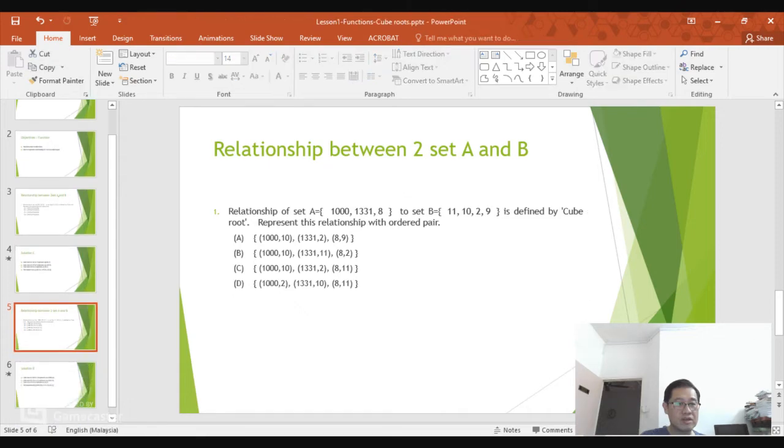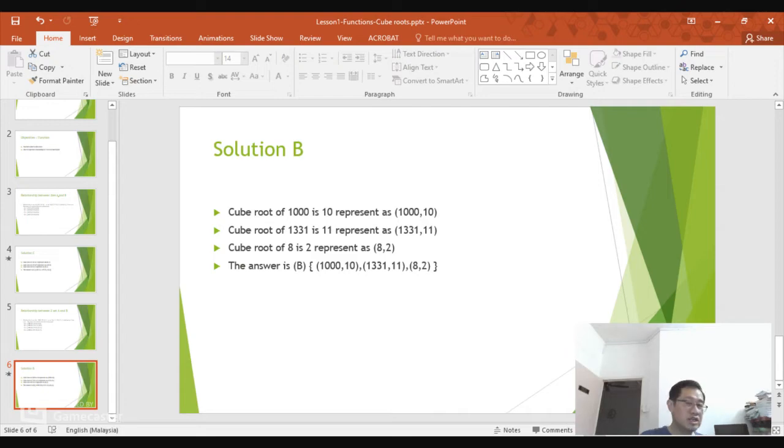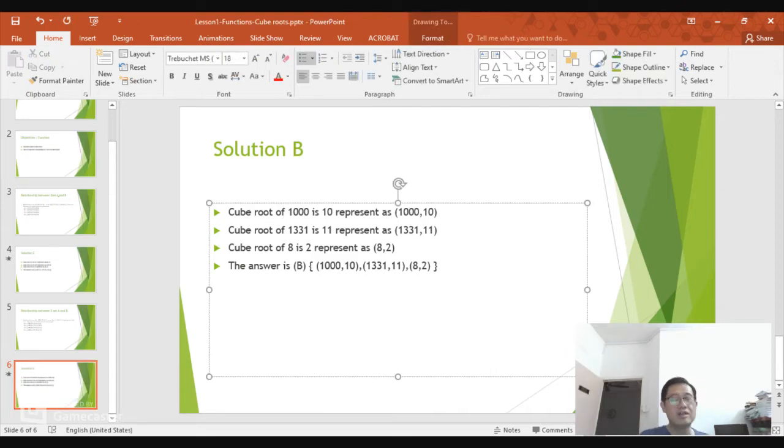Okay, now we move on to the solution part. The solution is B. So now we look at how we do the cube root. The cube root of 1000 is 10. It means that you need to times 10 times 10 times 10. We need to times 3 times. Cube root you always times 3 times. So you should get 1000. So you represent as 1000, comma, 10. So 10 is the cube root of 1000.